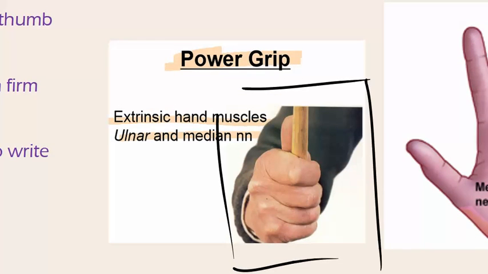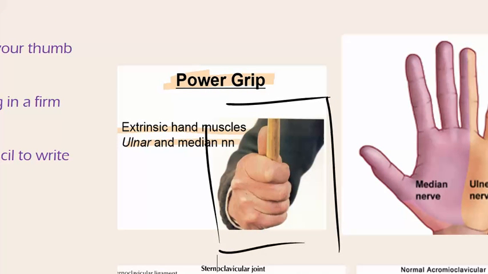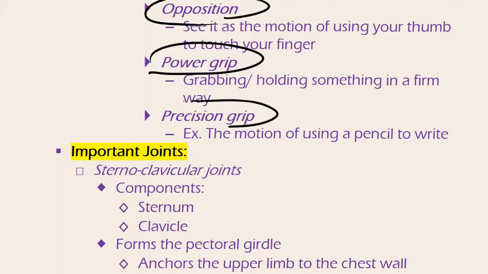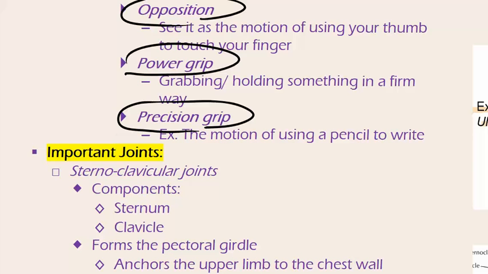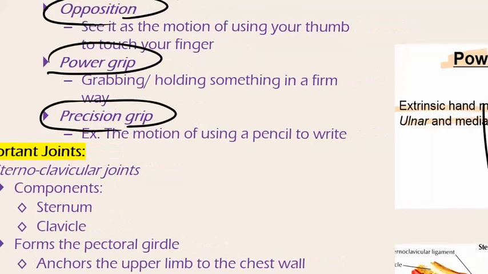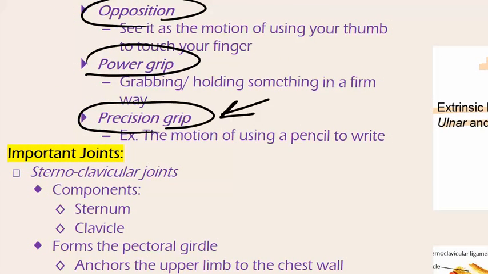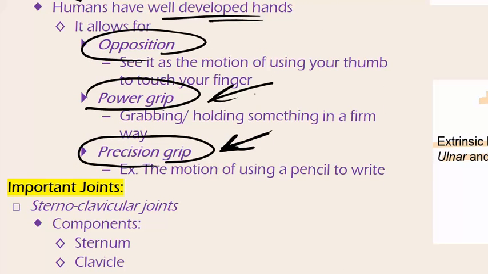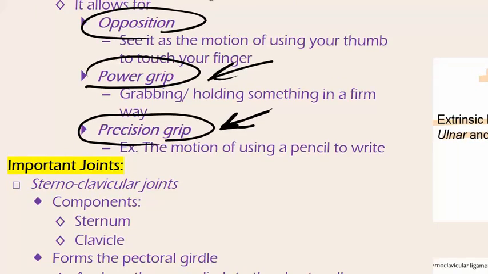So in the lectures it was mentioned that gorillas and such have this power grip, right? They can forcefully grab things. But when you come to the level of precision grip, this is fine, like when you hold something such as a pencil and write. So this is more so associated with humans, right? The precision grip. Whereas the power grip, you can see in apes and stuff like that.